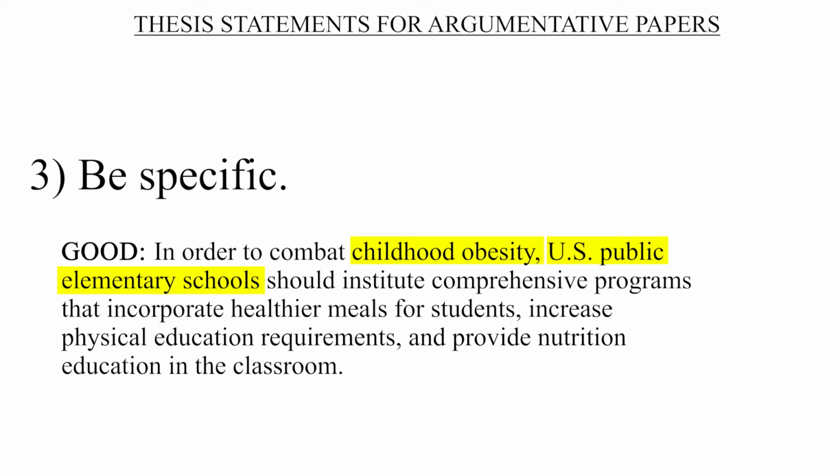I think that they should incorporate healthier meals, that they should increase physical education, and that they should provide nutrition education in schools. So this gives a very clear roadmap. Remember that GPS to my reader. They know exactly where I'm going to be going with this. There shouldn't be any major surprises when it comes to an academic paper. Your reader should know from the beginning where you're heading, and then it's just a matter of them seeing all of the details and how you develop that thought. So this is one way to make it more specific by adding the actual points that you're going to be developing in the upcoming paragraphs.